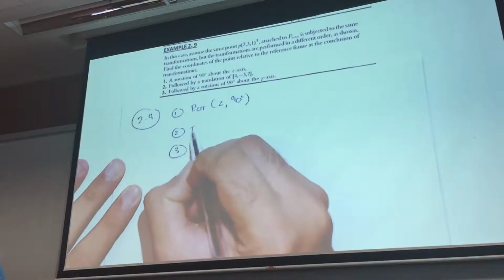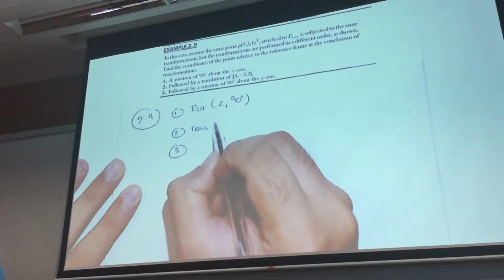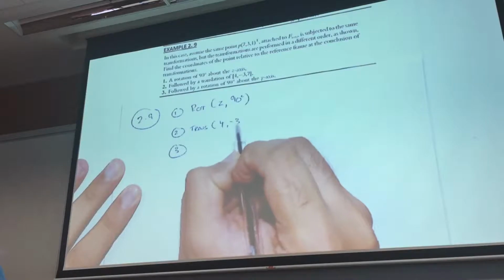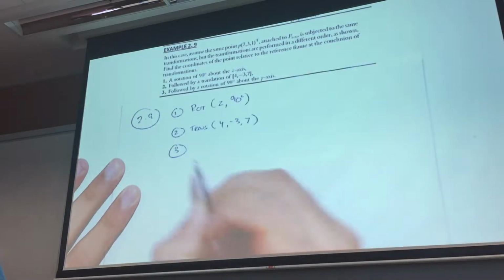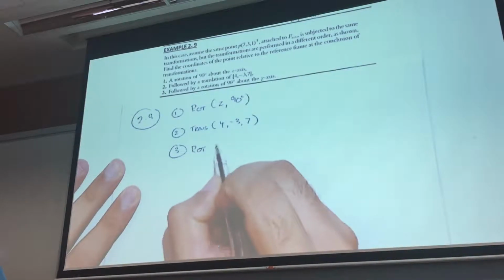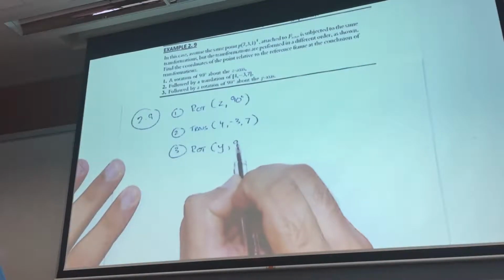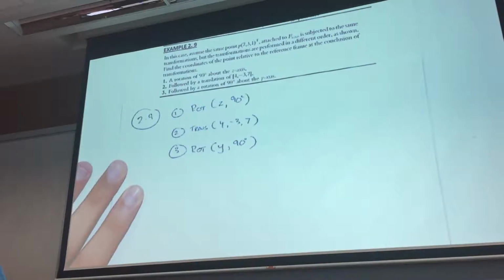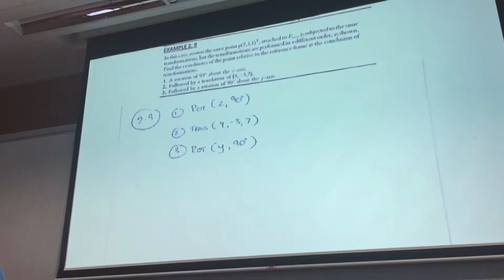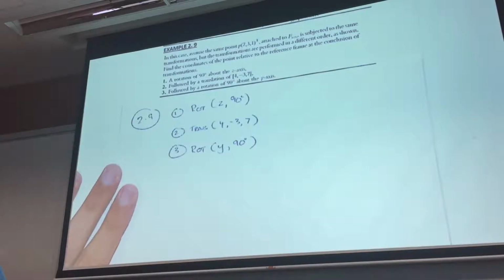Second one, you will do a translation by 4, minus 3, 7. Third one, you will do a rotation about your y-axis by... okay, this is the first step. Second step is to find all your transformation matrices.